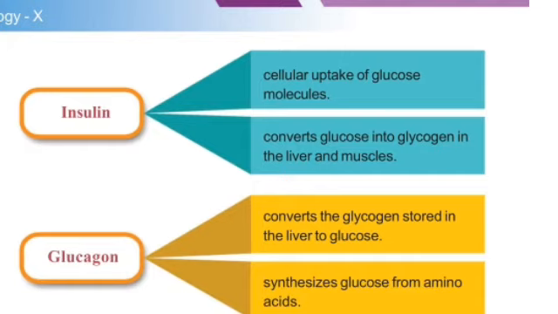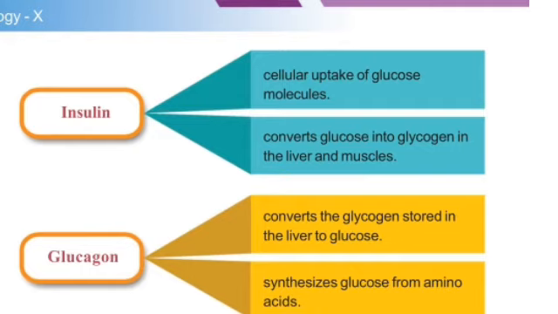Glycogen is another form of glucose. So when glucose is converted into glycogen, the glucose level in the blood decreases, and it is stored in the liver and muscles.